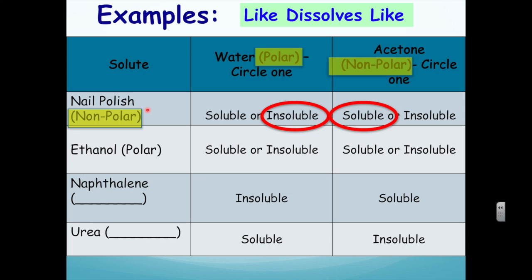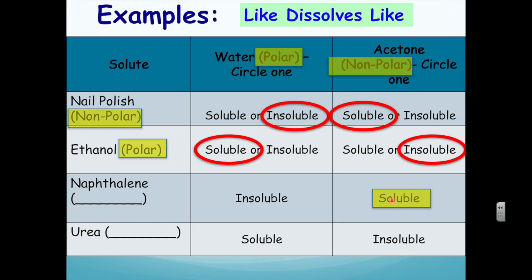So acetone is actually the nail polish remover. Now ethanol here is polar. So it's soluble in water, but insoluble in acetone. Now if we have naphthalene, it says that it is soluble here in acetone. So acetone is nonpolar. So naphthalene must also be nonpolar. And now urea, a compound found in urine, yes, that's where we get the name, is soluble, and it is polar as well.